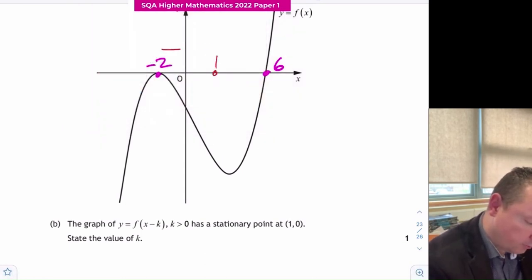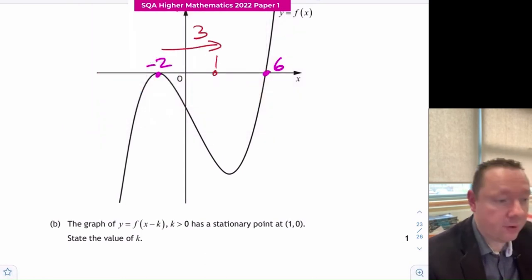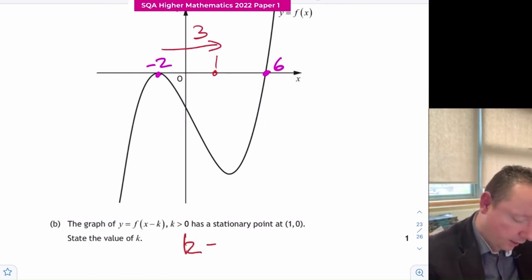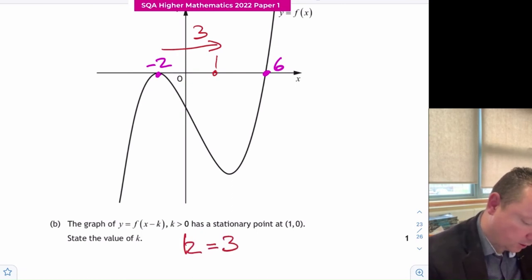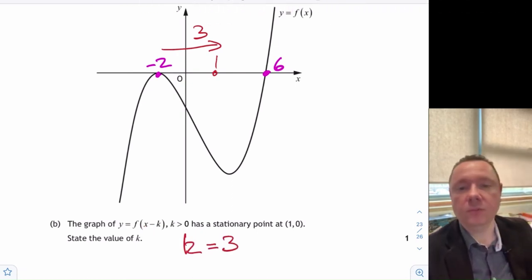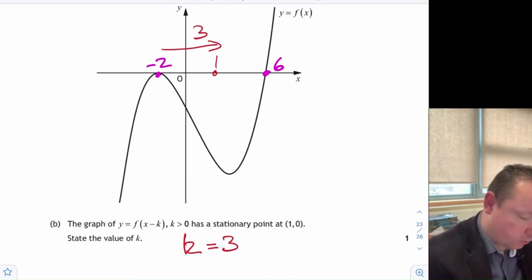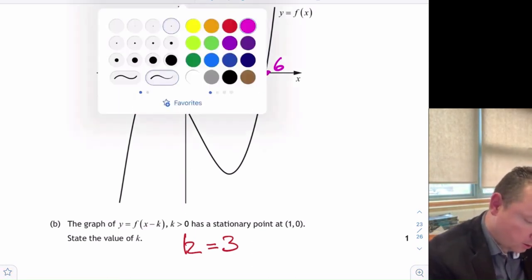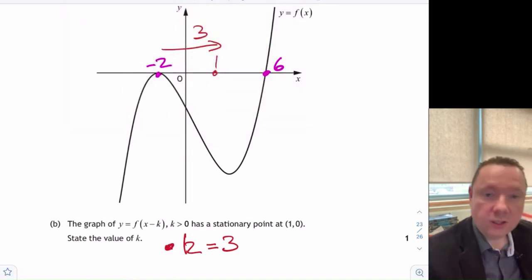There's 1 there. It's shifted to the right by 3, and therefore, since it's shifted to the right by 3, k equals 3 because it's x minus k, so it's x minus 3. So k is 3, and we get a mark just for working that out. So there's our final mark for this question.